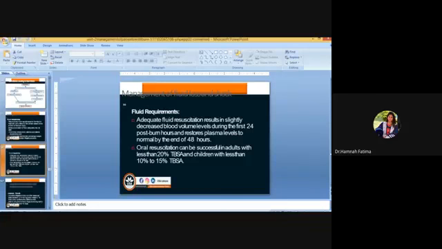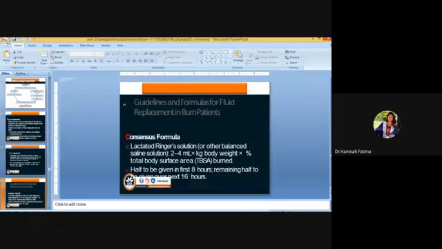Adequate fluid resuscitation results in slightly decreased blood volume levels during the first 24 post-burn hours, and it restores plasma level to normal by the end of 48 hours. Oral resuscitation can be successful in adults with less than 20% total body surface area and children with less than 10 to 15% total body surface area.